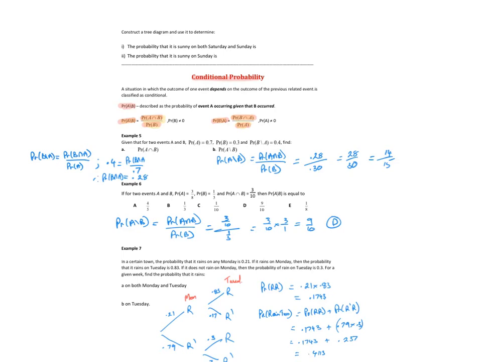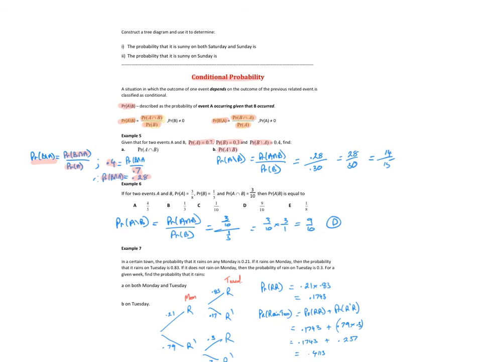So just a couple of trivial examples. Given that for 2 events A and B, the probability of A is given, B is given, and B given A is given. Find the probability of A intersection B. Well, since I've got B given A, I'm going to use the B given A form of the rule. So the probability of B given A is equal to the probability of B intersection A, which is the same as A intersection B, over the probability of A. So if I just substitute those values in, I get the probability of B intersection A is 0.28, which is the same as A intersection B, so I've got what I was after.